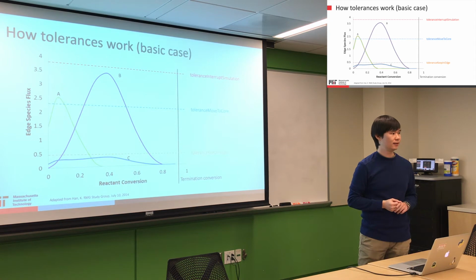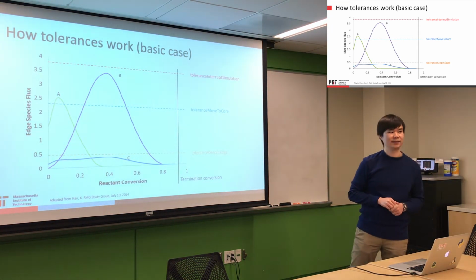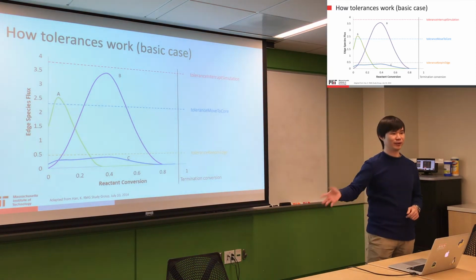Once the species get into the core, that species will not go back. There's no chance for those species to go back to the edge. It will always stay on the core. So it's unidirectional. We will only ever move things from the edge into the core, not from the core back to the edge.